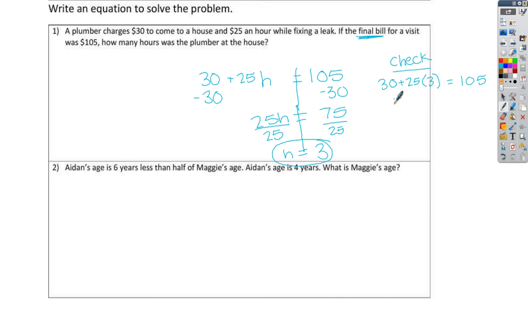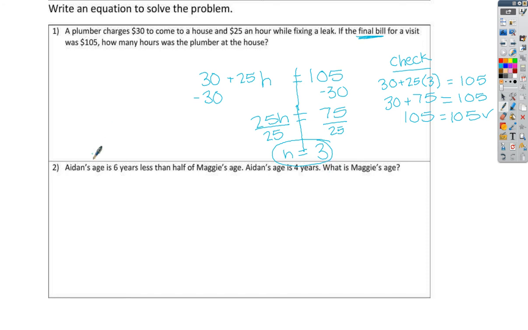Okay, so first thing we need to do is look at the parentheses. Can't do anything. Exponents, we don't have any. Multiplication and division, 25 times 3. 25 times 3 is 75. So 30 plus 75 equals 105. And 105 is 105. So we are good to go. Our answer is correct. So let's go to our next equation.